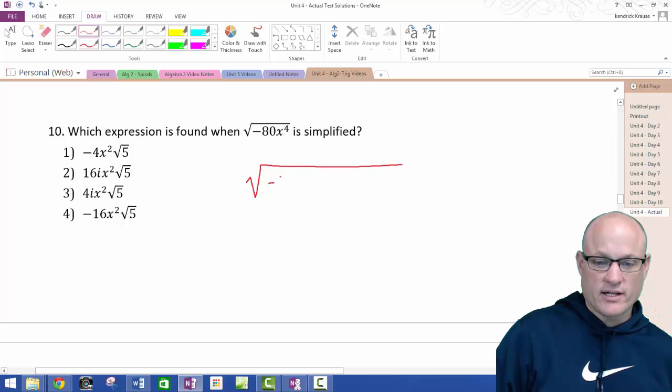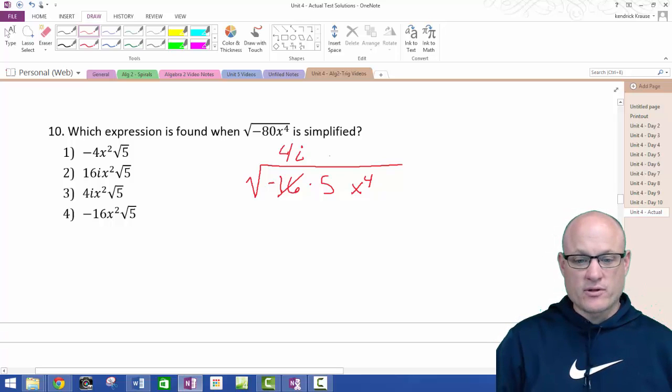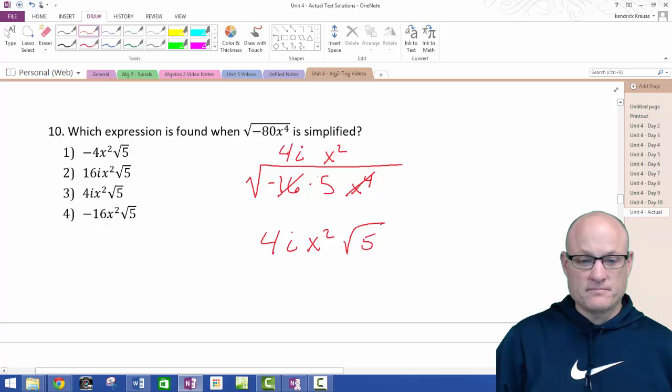We're going to rewrite this as negative 16 times 5 times x to the 4th. Well, what is the square root of negative 16? It's 4i. And the square root of x to the 4th is x squared. So I end up with 4i x squared, square root of 5.